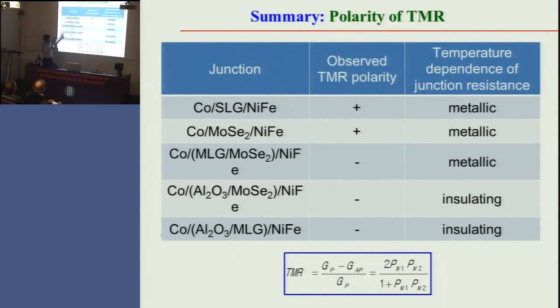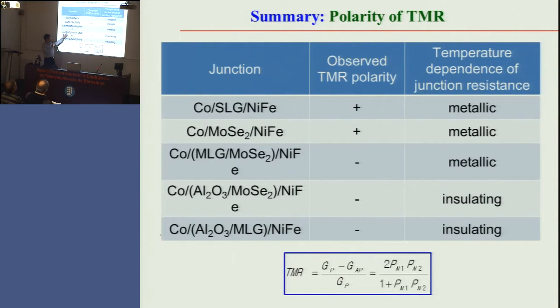There are two ferromagnets here, nickel-iron and cobalt. And in between, I put some intermediate two-dimensional materials. The first line shows single-layer graphene. It shows positive polarity, and it shows metallic behavior. For example, if I put MoSe2 in between, it becomes positive polarity and metallic behavior. If I put something like mixed graphene and MoS2, it becomes negative polarity, although these junctions still show metallic behavior.